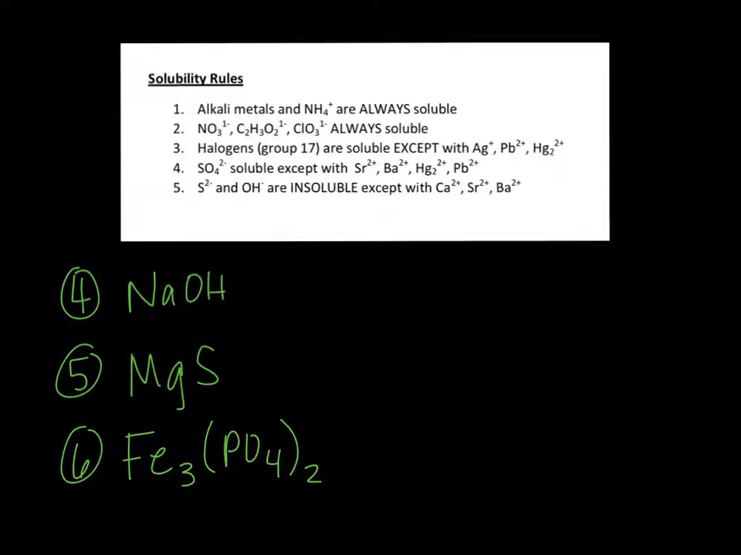Okay. So on these next ones, we're doing the same thing. So I've got NaOH, and it says right here, alkali metals are always soluble, no matter what. Sodium is an alkali metal. So this dissolves into sodium ions and hydroxide ions. All right, magnesium sulfide. It says sulfides are insoluble except with calcium, strontium, or barium. Well, this is not calcium, strontium, or barium, so that means that this is not soluble.